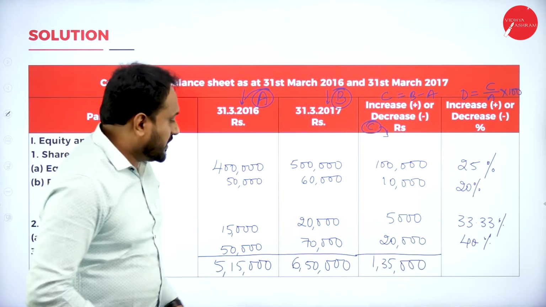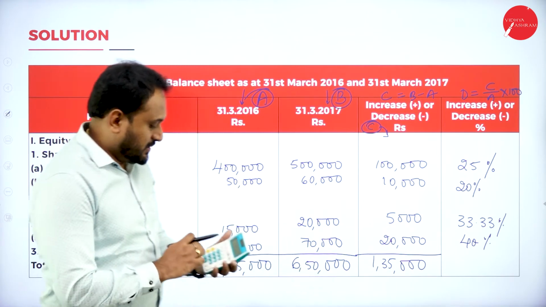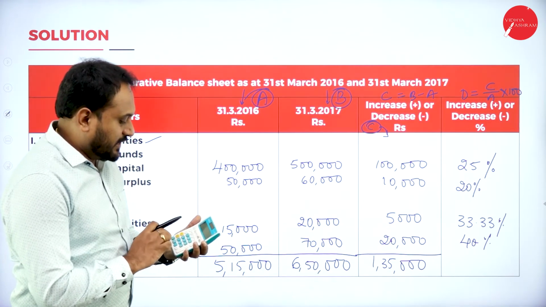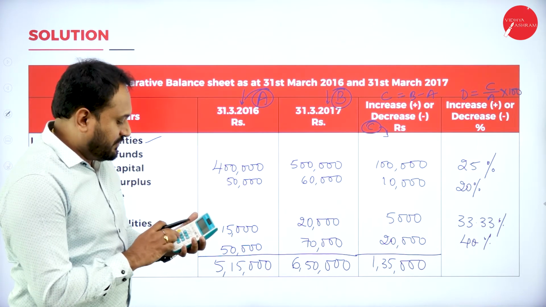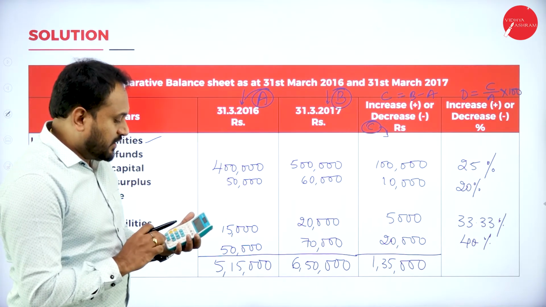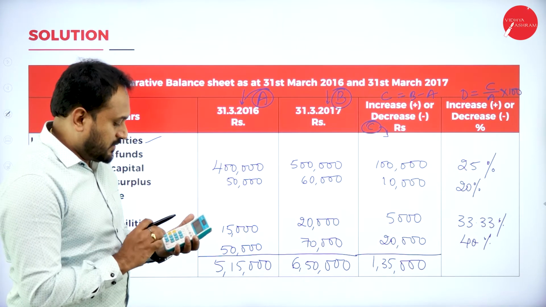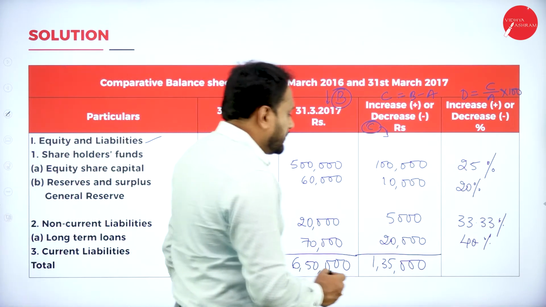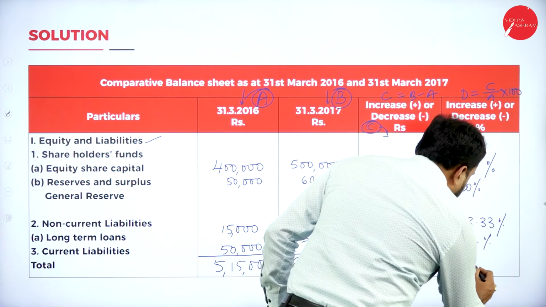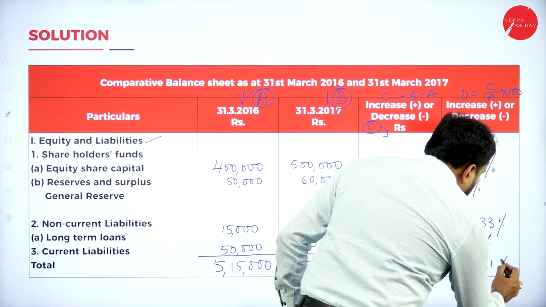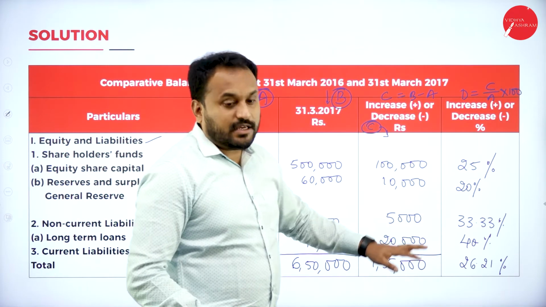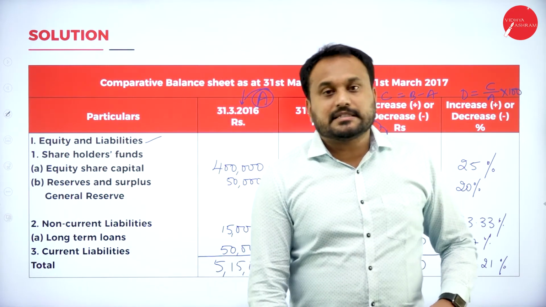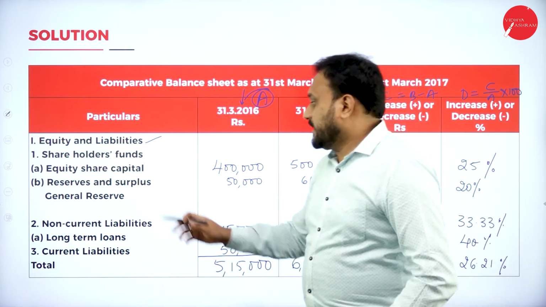Now the same way here, 1,35,000 divided by 5,15,000 into 100 is 26.21%. Right? So this is what we got in the equity as well as in the liability. So equity and liability is done.